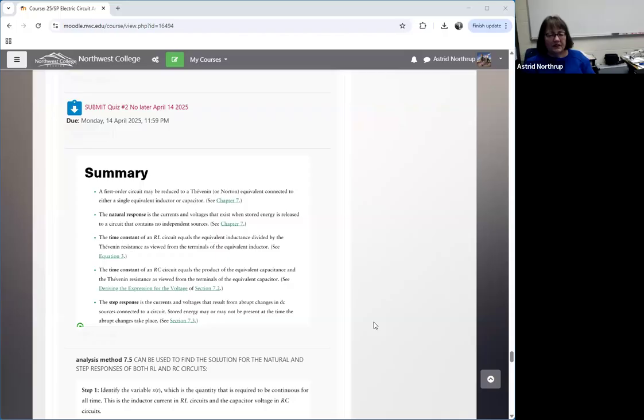The time constant of an RL circuit is the equivalent inductance divided by the Thevenin resistance as viewed from the terminals. And that gives us an idea of how long it takes for a certain percentage of the energy to discharge. Similarly, the time constant for an RC circuit equals the product of the equivalent capacitance and the Thevenin resistance as viewed from the terminals.